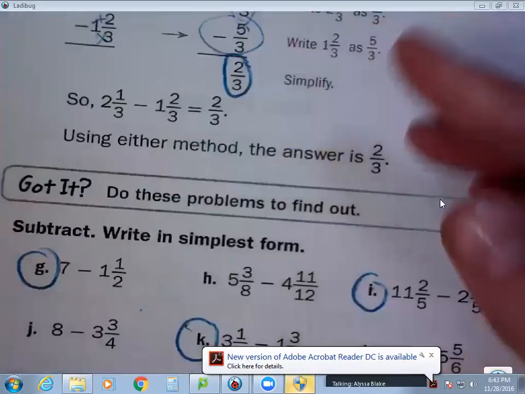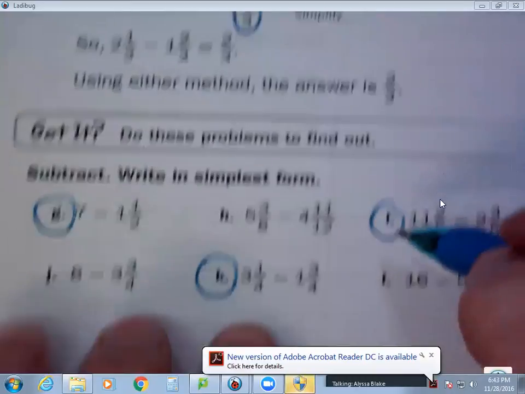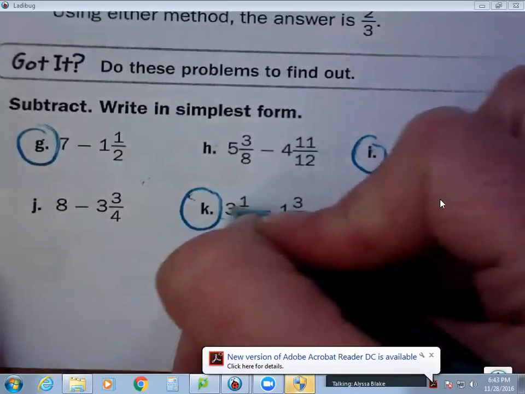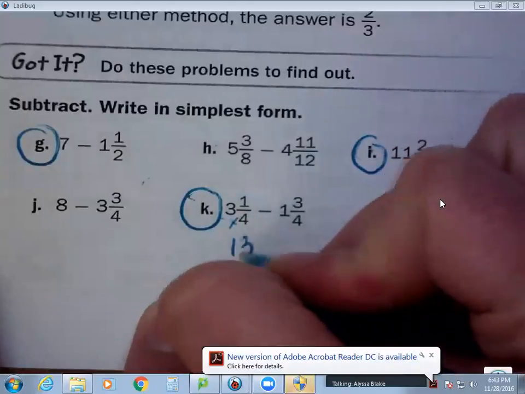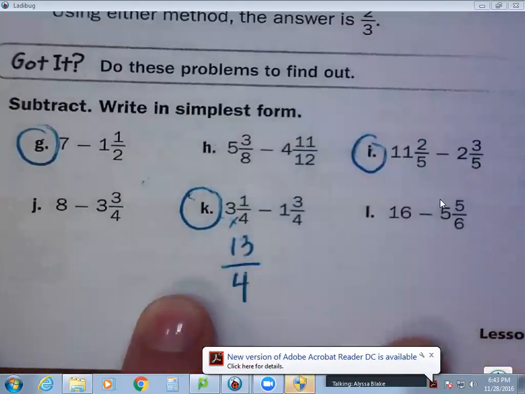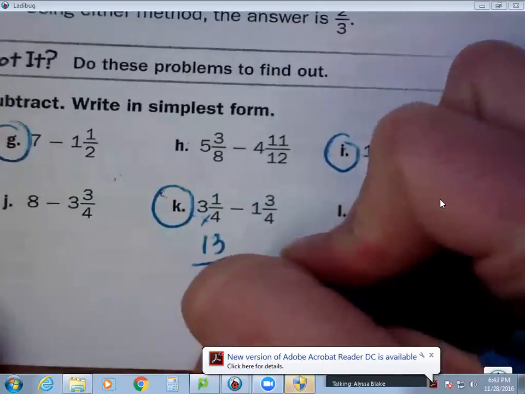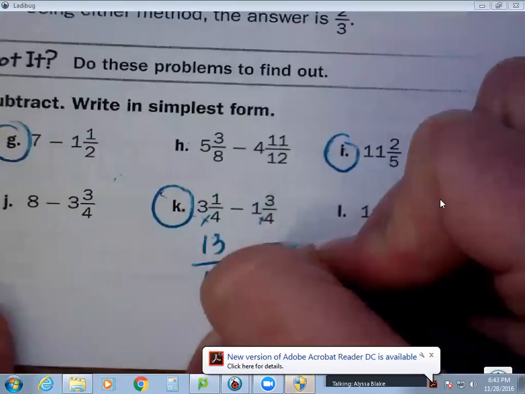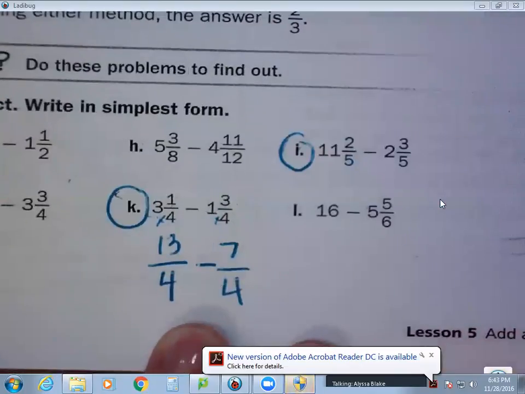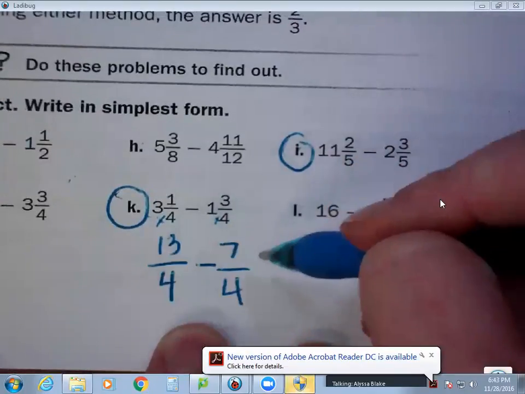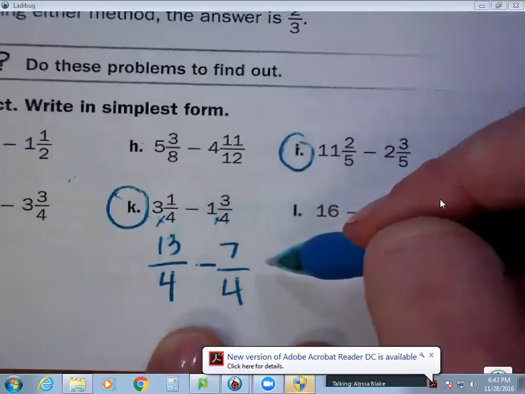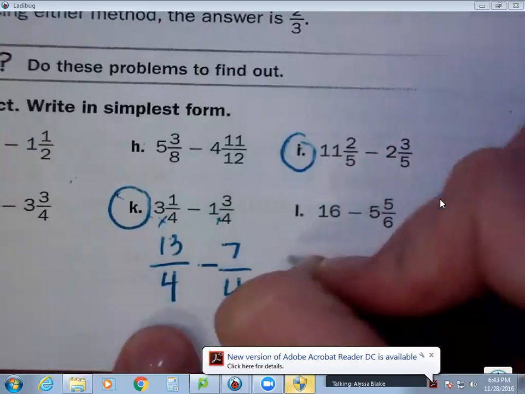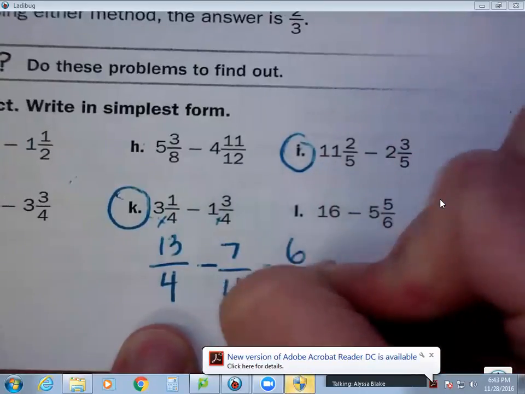So let's take a look at this first one here. Let's change those up. All righty. 3 times 4 is 12, plus 1 is 13. And we're sticking with the fourths because we didn't change those pieces. Minus 4 times 1 is 4, plus 3 is 7. 7/4. Now this is a regular old subtraction problem. You don't have to keep change. If you do, it will work. But we follow our normal rules. 13 minus 7 is 6. 6/4.